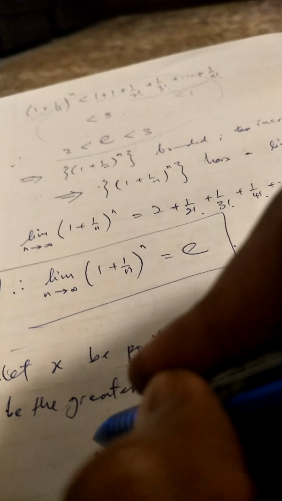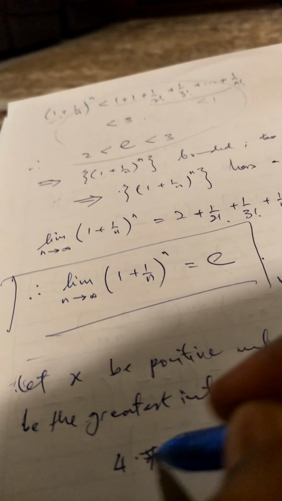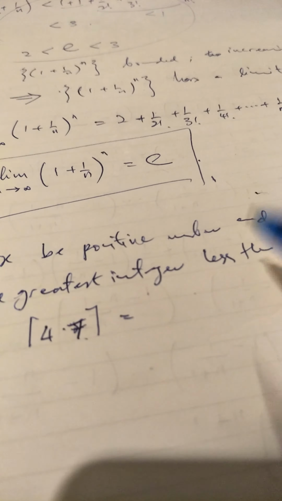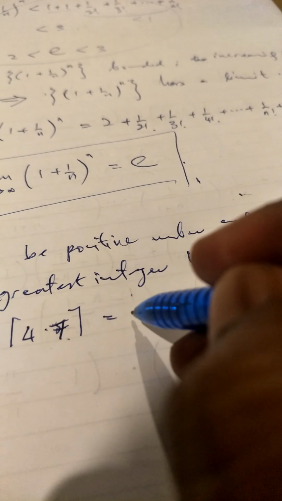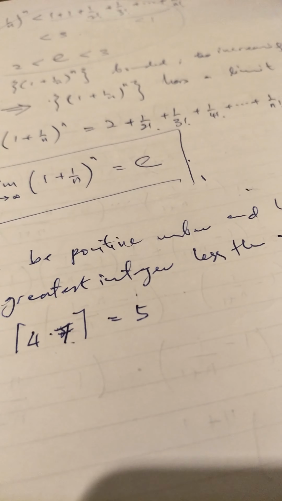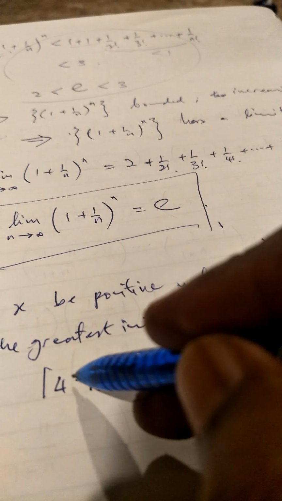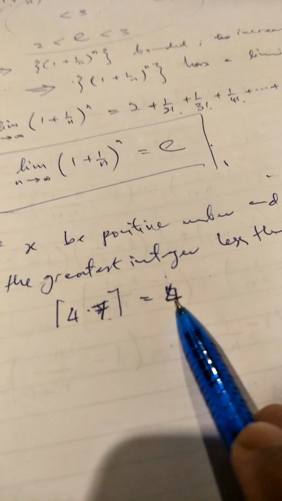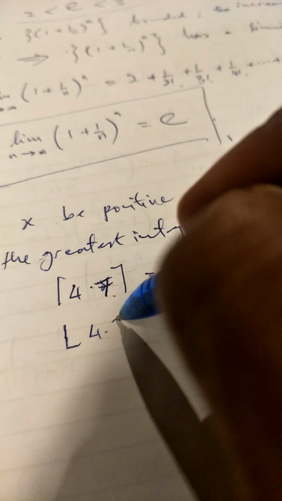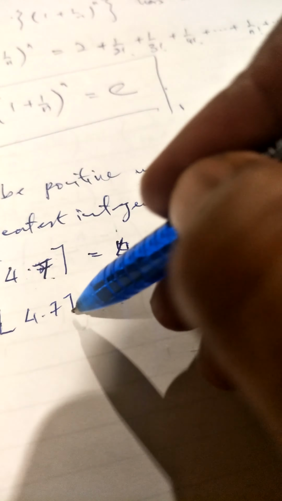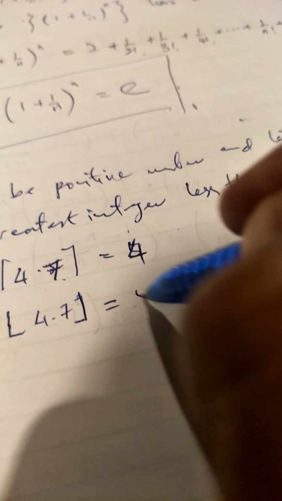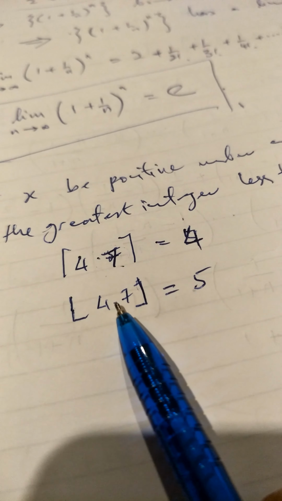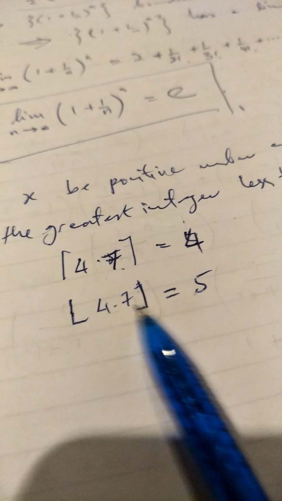For example, if I have 4.7, I use this definition, the integer greater than x, which is 5. And if I choose this one, it is the greatest integer less than 4.7, which is 4. If I use this with 4.7, that gives you 5. The smallest integer greater than x should be 5.